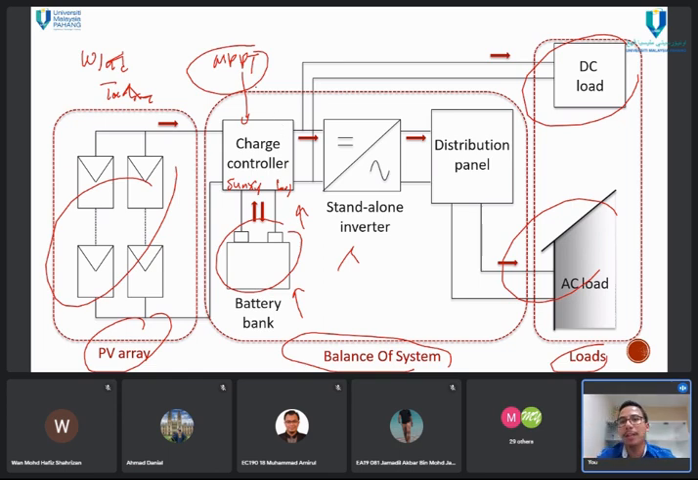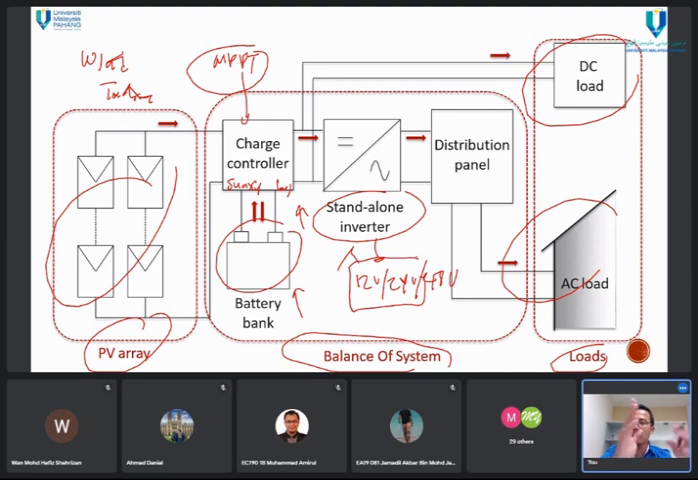Remember, MPPT, maximum power point tracking based charge controller, is the most suitable to be used in a standalone PV system, so that it is always driving your power to the maximum. And remember, this is the charge controller and this is the inverter. The standalone inverter usually will be based on 12 volt, 24 volt, or 48 volt. My suggestion is to have at least the minimum 12 and 24 volt.